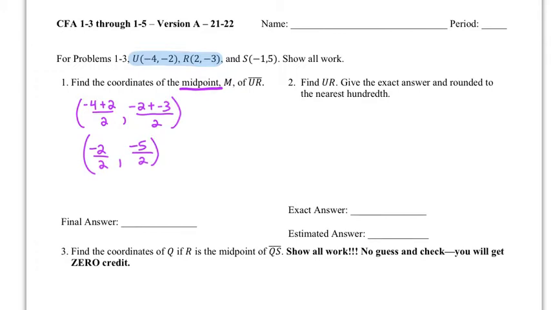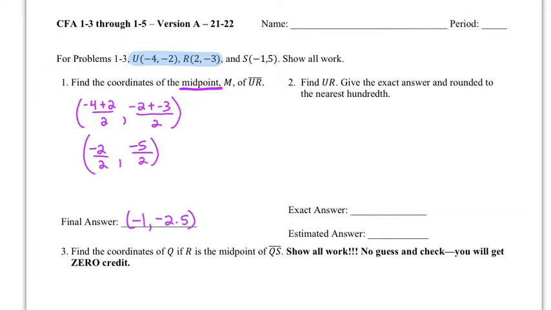Divide by 2, and then -2 divided by 2 is -1, so that's our x coordinate, and then -5 divided by 2, you can leave it like that, -5 halves, but if you want to convert it to a decimal, that's okay too, -2.5. That's it for number 1.